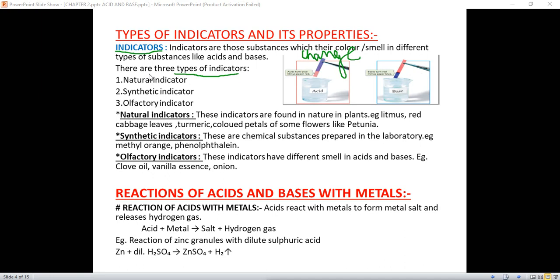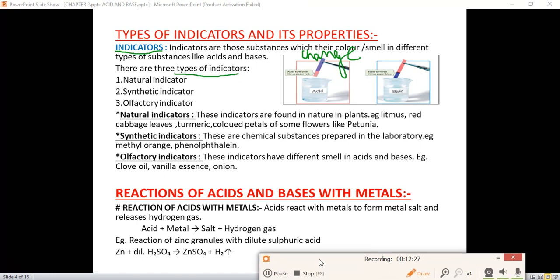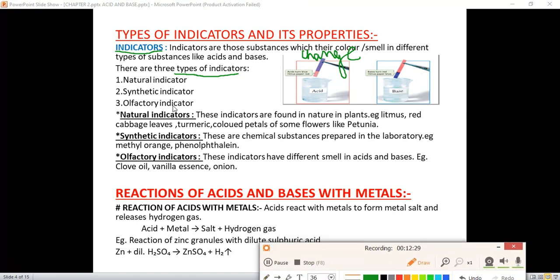So according to that, we have three types of indicators. Natural indicators, by this name we can understand, are indicators which we get from nature. Next one is synthetic indicators, which are man-made. Next one is olfactory indicators, which give us smell. Now we'll discuss the three types of indicators with definition and examples.